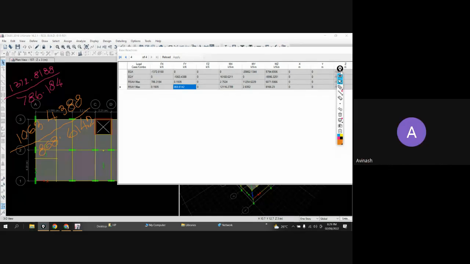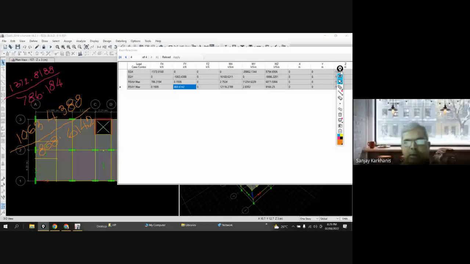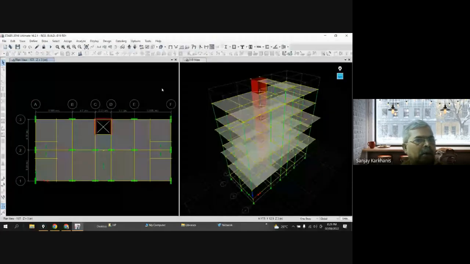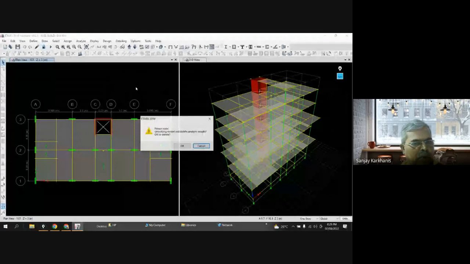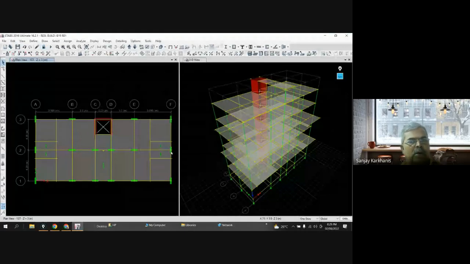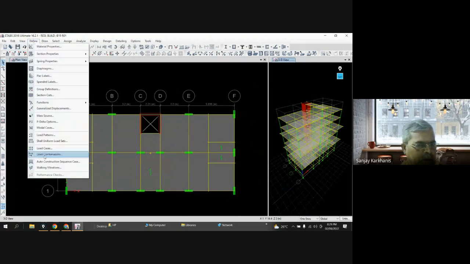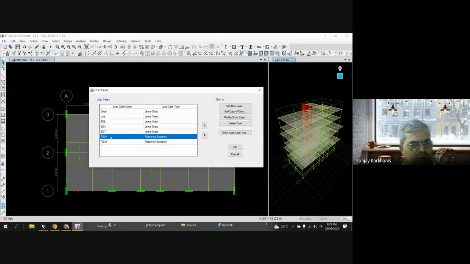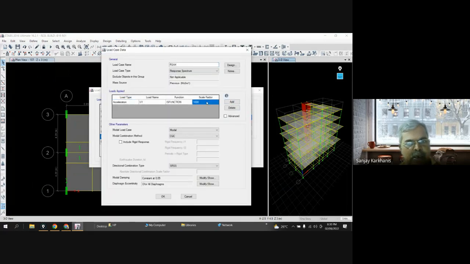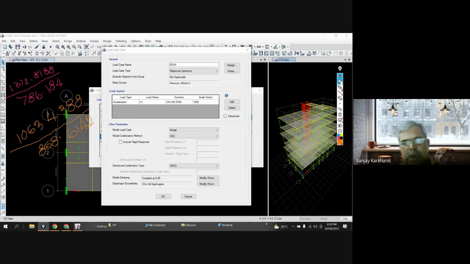Write that down, then we'll close this. Now after that, I will again unlock the model because I want to make changes. I have to unlock it, otherwise it will not give me any facility to edit, right? Okay, then I will go to Define, then Load Cases, then Show or Modify Load Case.